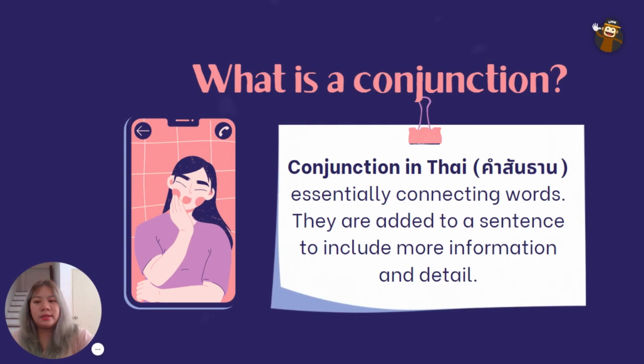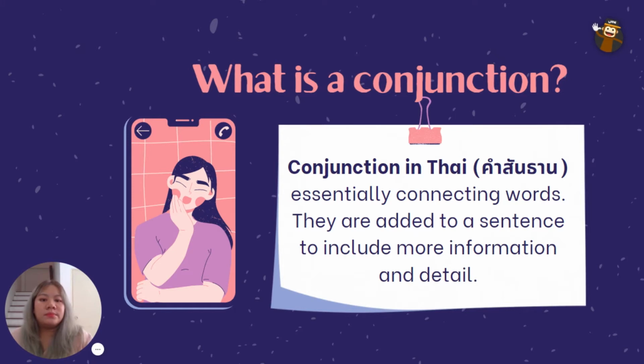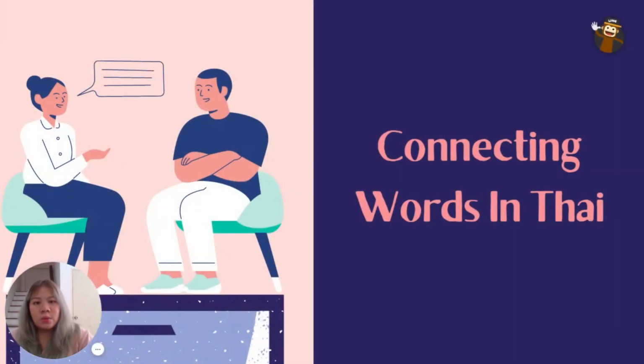So let's get started with what is conjunction in Thai. The conjunction in Thai we call คำสันธาน, or you can also call it คำเชื่อม. So the conjunction is the connecting words. They are added to the sentence to provide more information and detail. So let's get started with the connecting word in Thai.